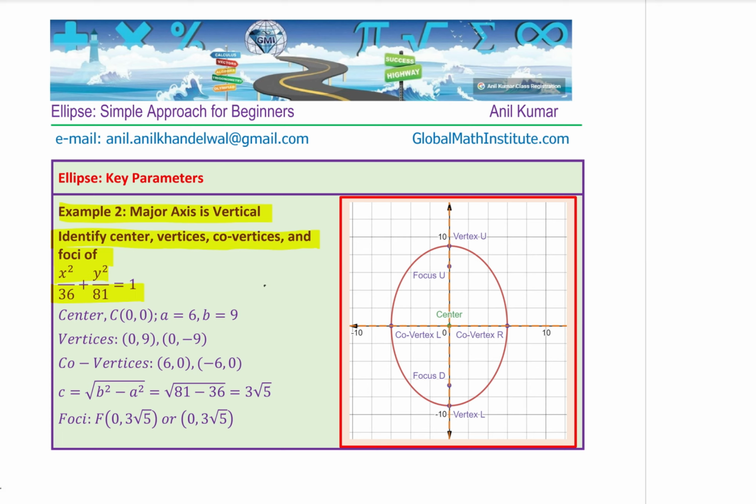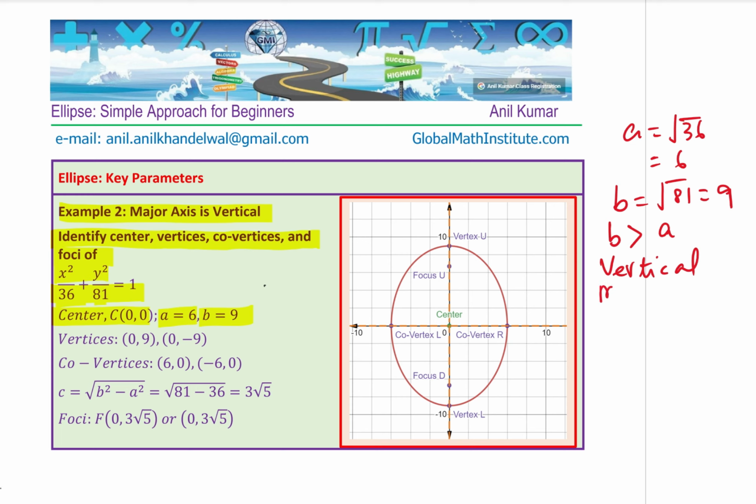Now clearly, this is a standard form where the center is at 0, 0. Square rooting the denominators, we get the values of a and b, right? So you can see that a is square root of 36, which is equal to 6, and b is square root of 81, which is equal to 9. Now in this case, b is greater than a, and therefore the major axis is vertical, right? So this is your major axis.